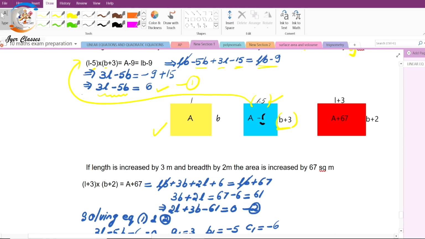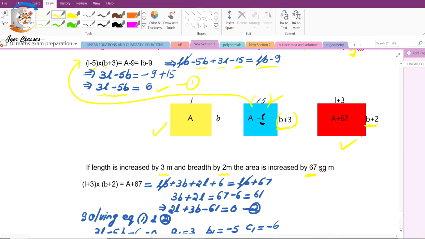According to the second condition, we have got the length is increased by 3 meters and the breadth by 2 meters. See, original length से आपने 3 meters का length बढ़ा दिया और 2 meters का breadth बढ़ा दिया. So the area is increased by 67 square meters. That means जो भी पहले का एरिया था ना, उसके कंपैरिजन में इसका 67 स्क्वायर मीटर्स एरिया बढ़ गया.